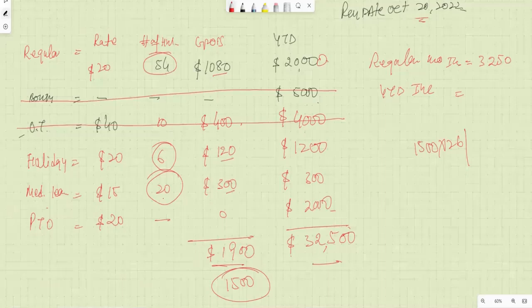So how many hours? 80, right? Yes. So 80 means bi-weekly. So I can use this formula: 1500 into 26 divided by 12. What is going to come? Is it 3250 or different? No, sir. Same, sir. Very good. So this is how we will calculate.